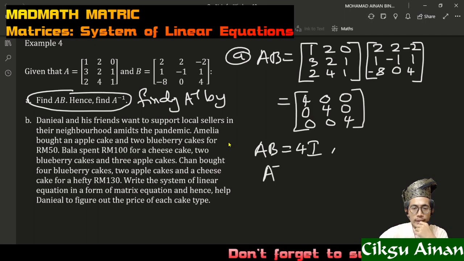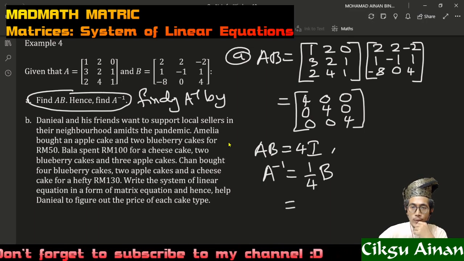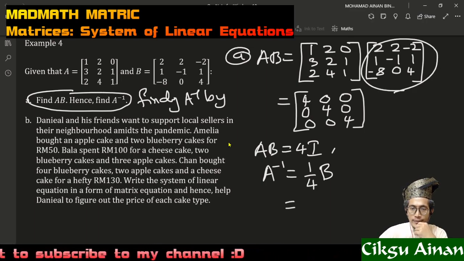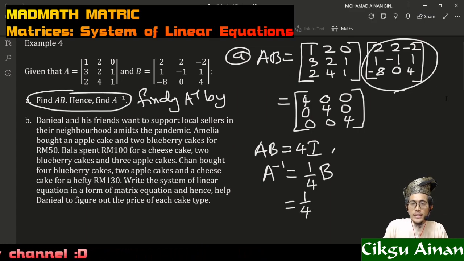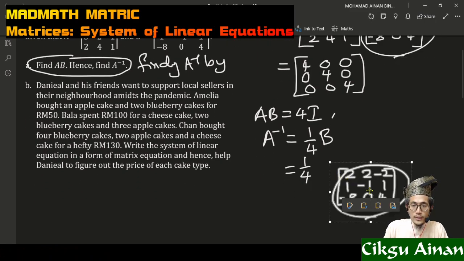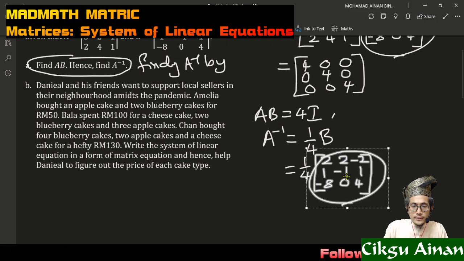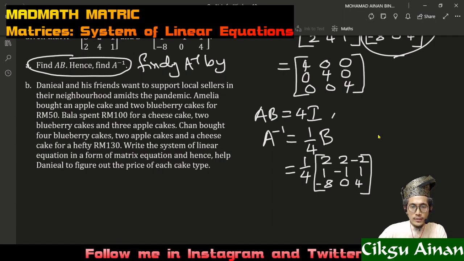Therefore, A inverse is 1 over 4B. And then we substitute. What is B? B is this one, right? Copy paste. Everything copy paste. Very easy. Matrices is very easy. Copy paste only.